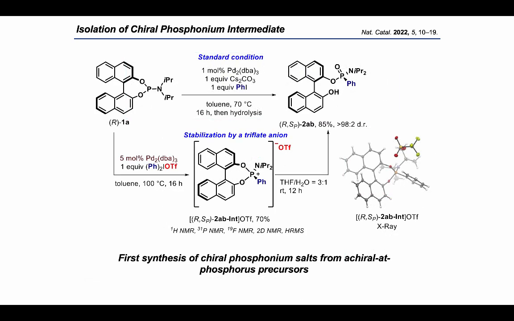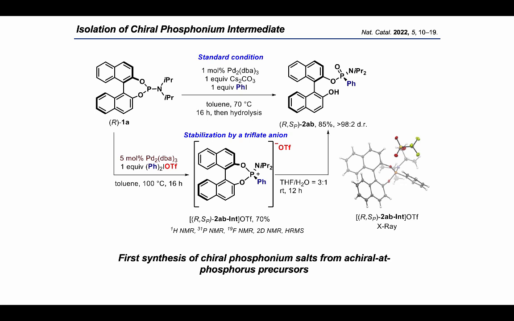With this exciting result, we decided to perform a parallel experiment, an independent synthesis of the postulated phosphonium triflate intermediate using diphenyliodonium triflate instead of phenyl iodide as the electrophile. This avoided another exchange reaction between an iodide and the triflate. Indeed, a complete conversion to the phosphonium triflate was observed, and after further purification steps, the structure of the phosphonium triflate was determined using NMR spectroscopy, high-resolution mass spectroscopy, X-ray single crystal analysis, and 2D NMR analysis.